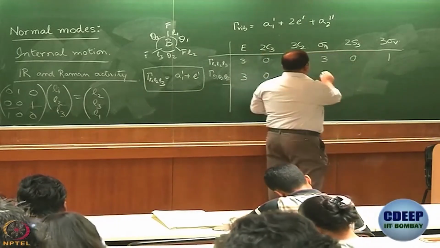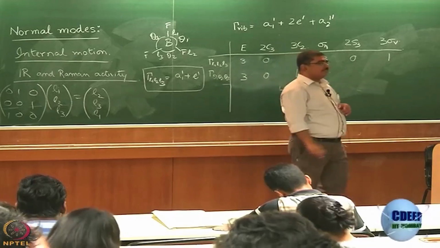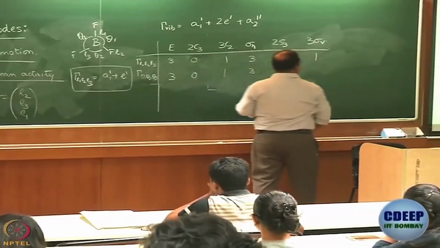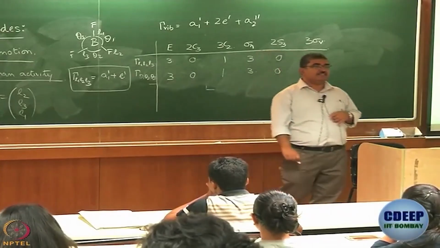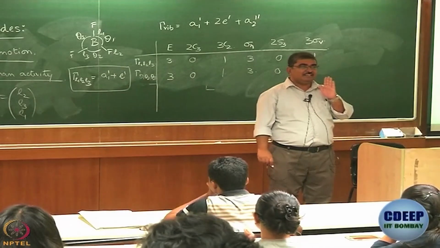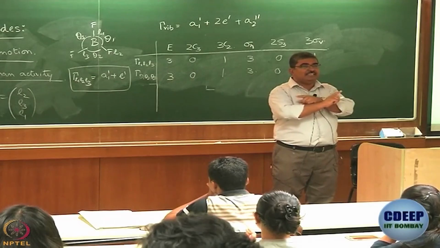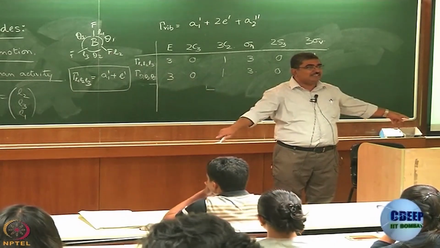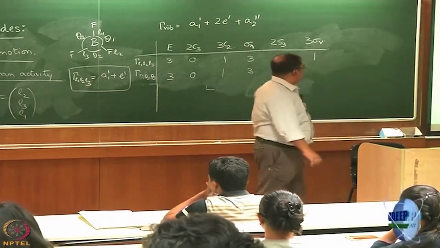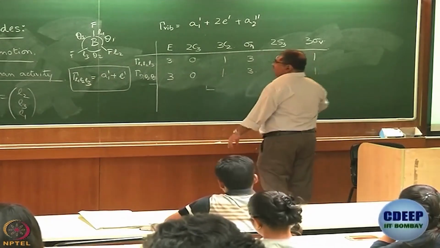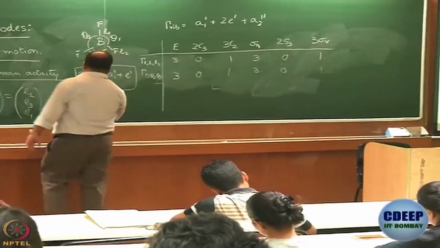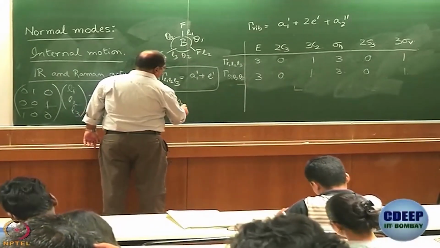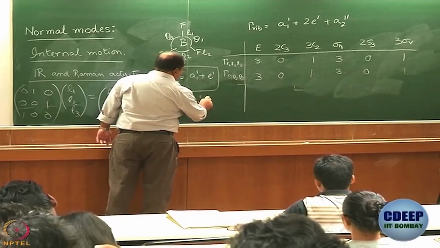Sigma H, what is the character? 3. S3, 0, and sigma V: theta 1 and theta 3 interchange, theta 2 is plus theta 2 or minus theta 2, what does it? Still plus. So, again 3 0 1, 3 0 1 is what you get, and again it breaks down into, I can write gamma theta 1, theta 2, theta 3 is equal to again A1 dash plus E dash.